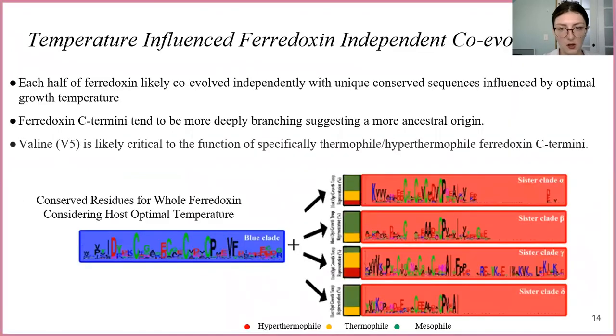So now, what does it all mean? The real takeaway from the study is that these findings suggest that the ferredoxin termini did likely co-evolve independently, where temperature was one of the driving factors for residue change in each terminus, and pH, as far as we know, does not appear to be in such a direct way. The C termini sequence also appears to be more ancient than the N termini, and perhaps reflects the proto-ferredoxin, which underwent a gene duplication originally. Within the C termini, a valine near the beginning of the sequence appears to be critical to thermophile and hyperthermophile ferredoxin.